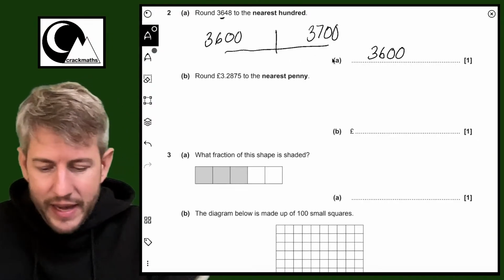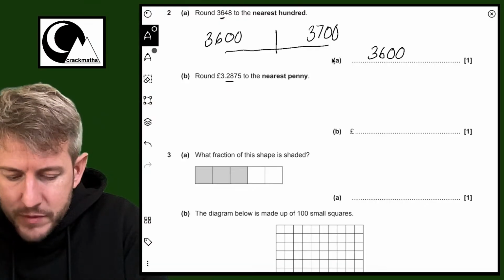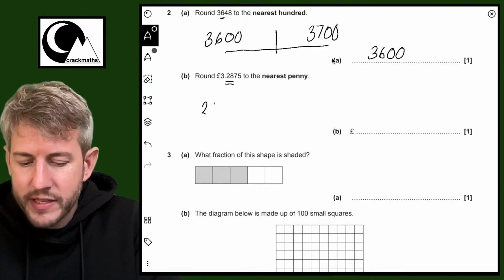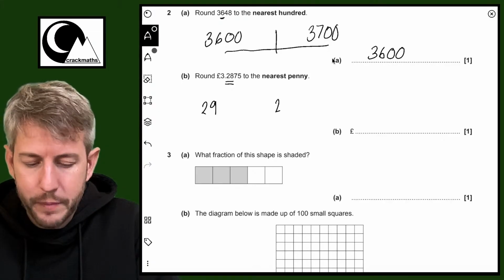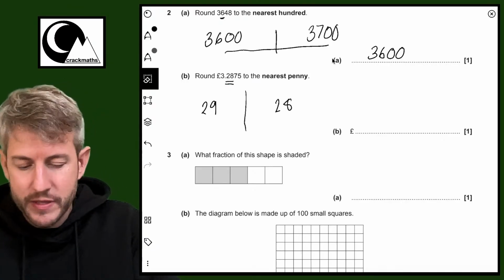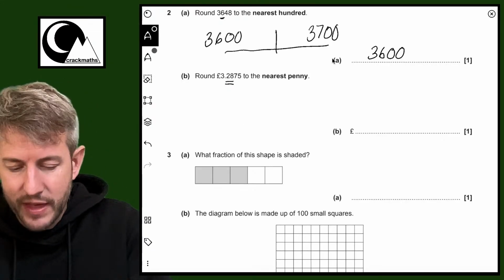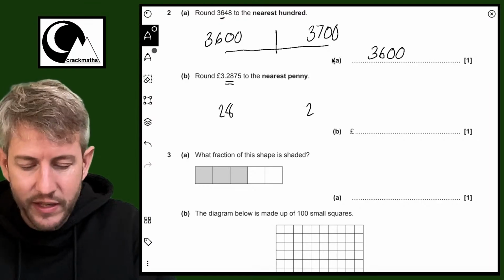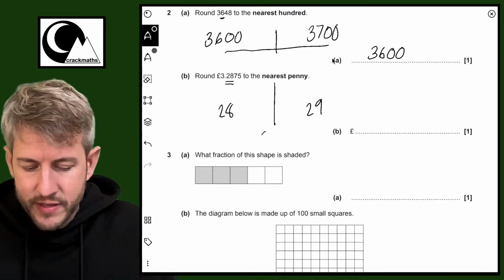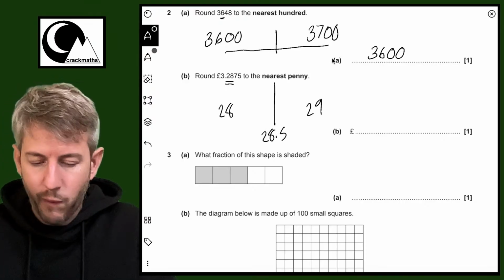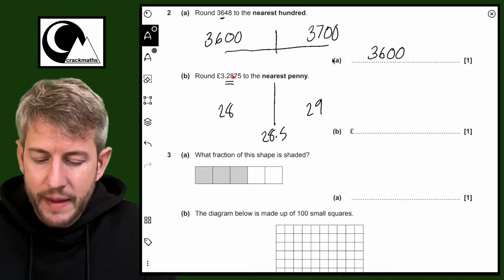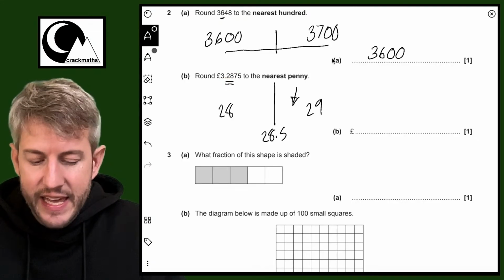Okay. Next one. Round £3.2875 to the nearest penny. Okay, so pennies only take up 2 decimal places. So we're going to be looking at either 28p or 29p. Halfway between 28 and 29 is 28.5. So if we're looking at this, we've kind of got 28.7, so that lands here.